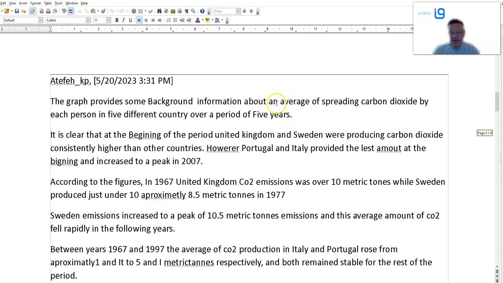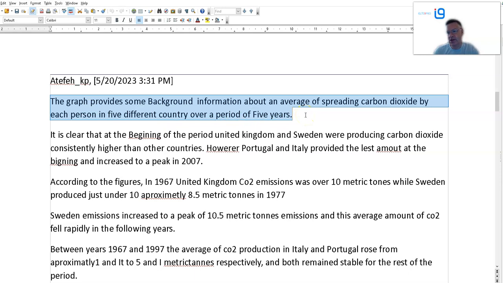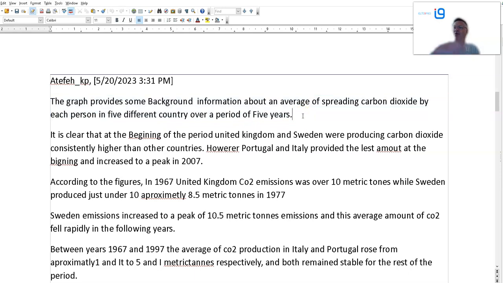An average of spreading carbon, right? So you can see what we've got here. They've obviously tried to paraphrase, but they've paraphrased it too much. So how do you spread carbon dioxide? Do you walk outside and spread it around? So don't paraphrase it so much of it is nonsense. Right? You don't have to paraphrase every single word.